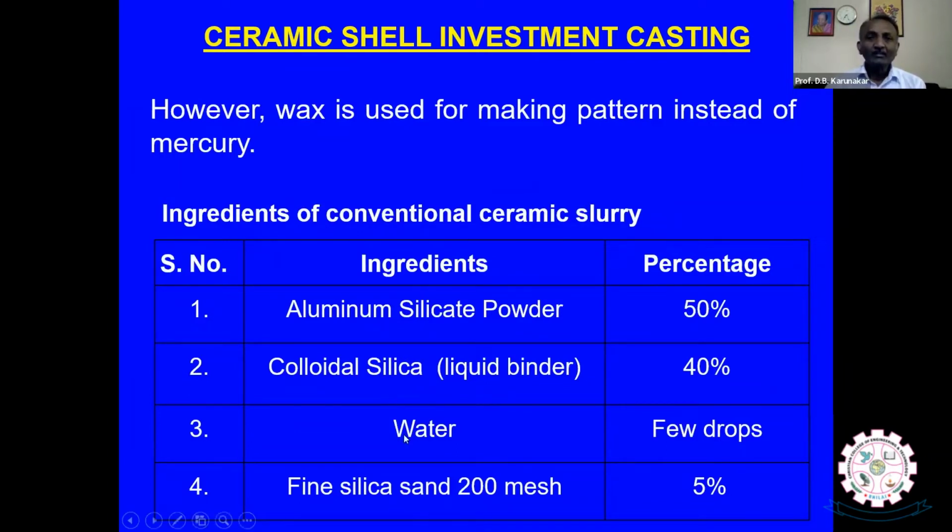And the ceramic slurry is made up of the following ingredients. You see, aluminum silicate powder, and so this is the powder. And we take colloidal silica. This is the binder. So aluminum silicate powder is 50%, colloidal silica 40%, water a few drops, and fine silica sand, 200 mesh, 5%. Then we mix these ingredients for several hours. Then we get a ceramic slurry.